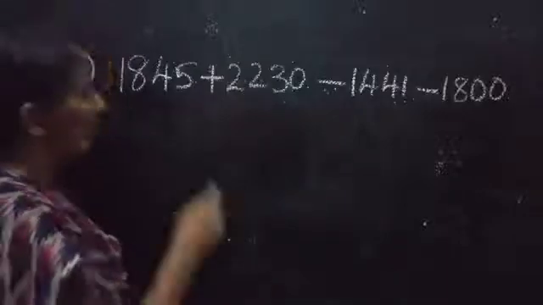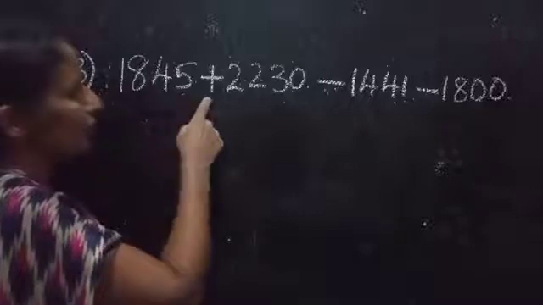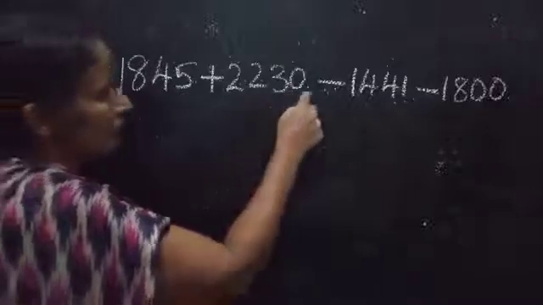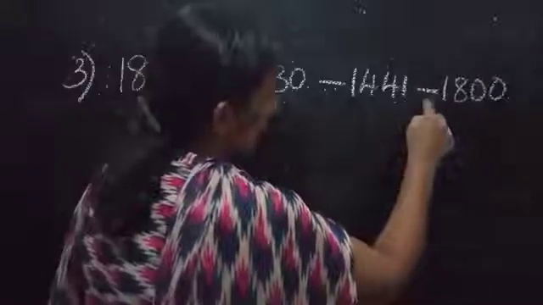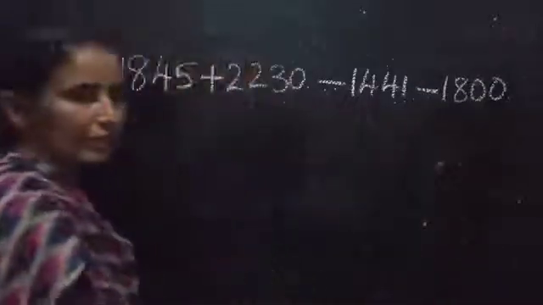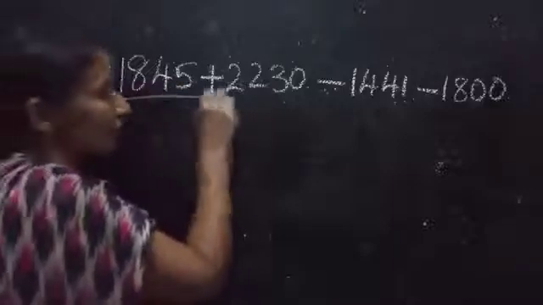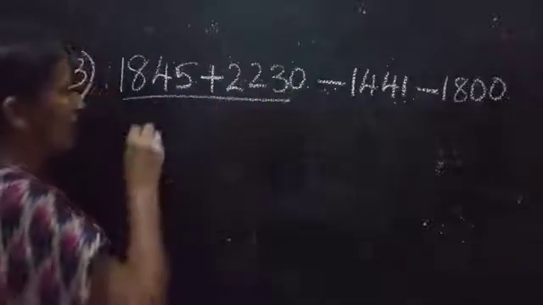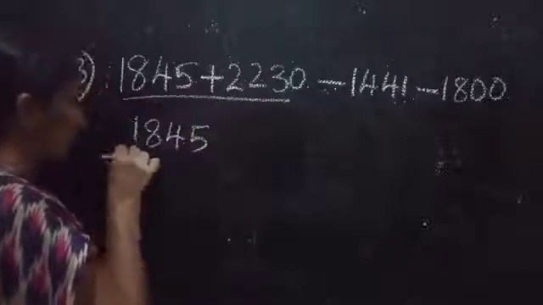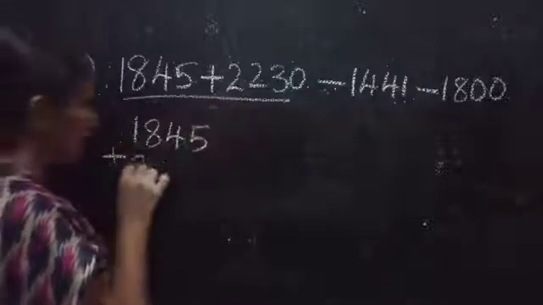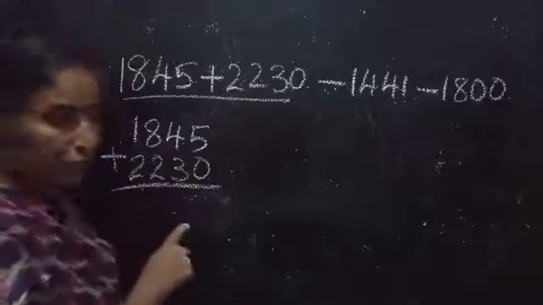Look, here also we have 4 numbers. 1,845 plus 2,230 minus 1,441 minus 1,800. Okay? So, first what we have to do? Let us add first these two numbers. 1,845 plus 2,230. We have to add these two numbers.